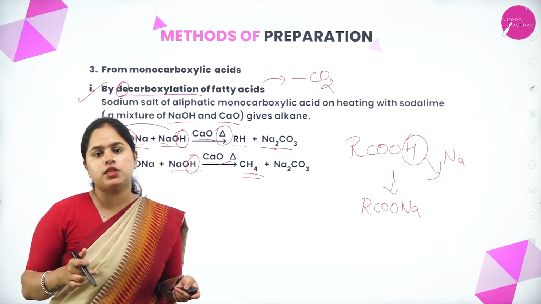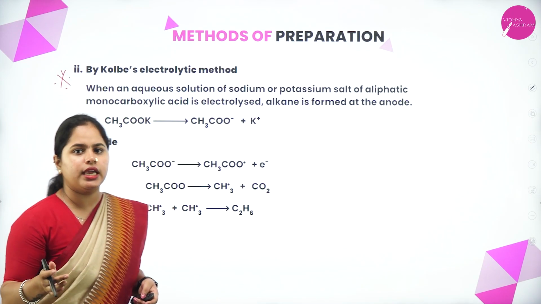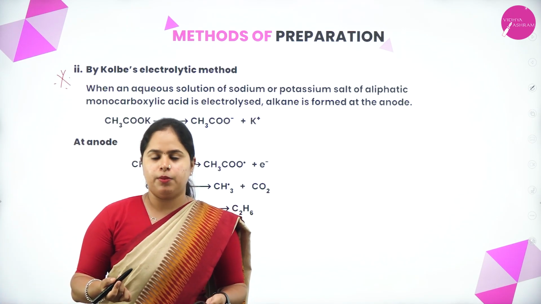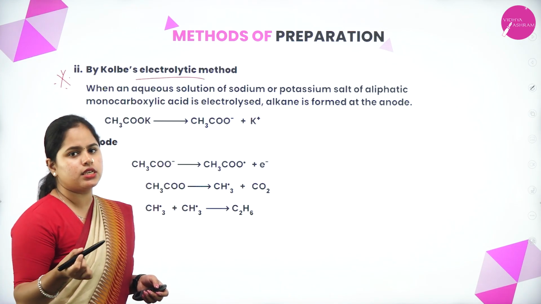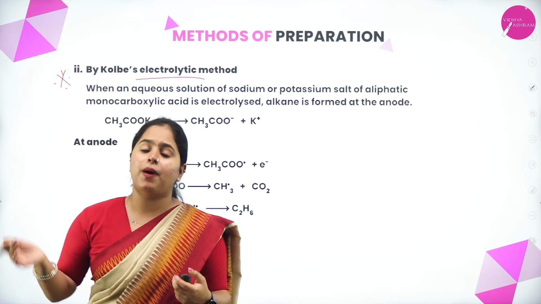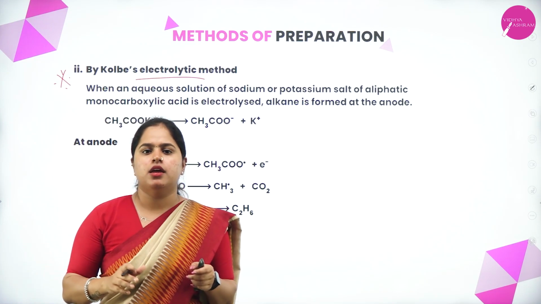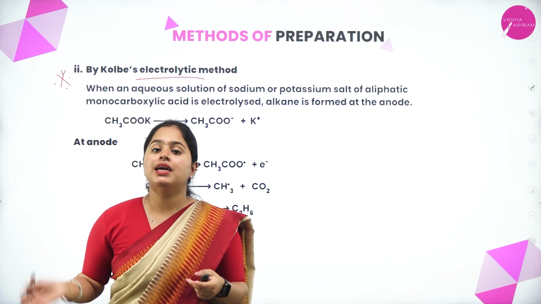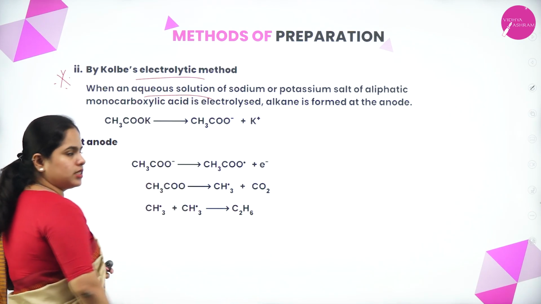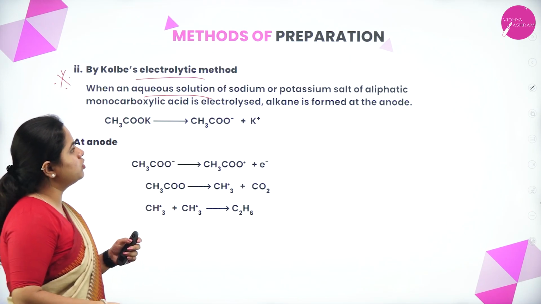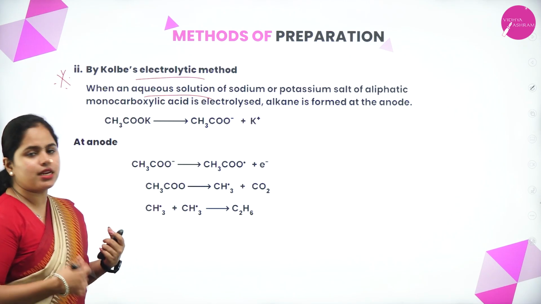Now there is one more which is important, which is called Kolbe's electrolytic method. So you have reactions to study at the anode and cathode, which is also important. So Kolbe's electrolytic method. What is the electrolytic method or electrolysis? Chemical reactions take place by passing electricity through it. Okay, electro stands for electricity and lysis means breaking. So chemical reactions will happen by the passage of electricity. So let's see, when an aqueous solution, which means it is in the presence of water, right? An aqueous solution of sodium or potassium salt of aliphatic monocarboxylic acid is electrolyzed, alkane is formed.